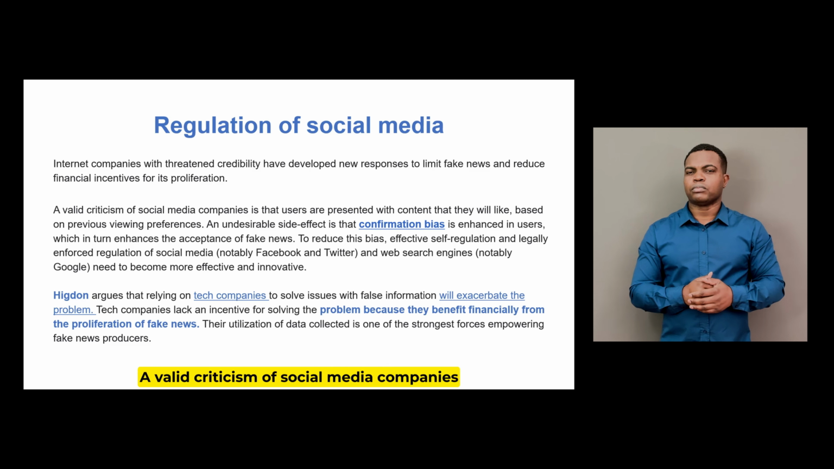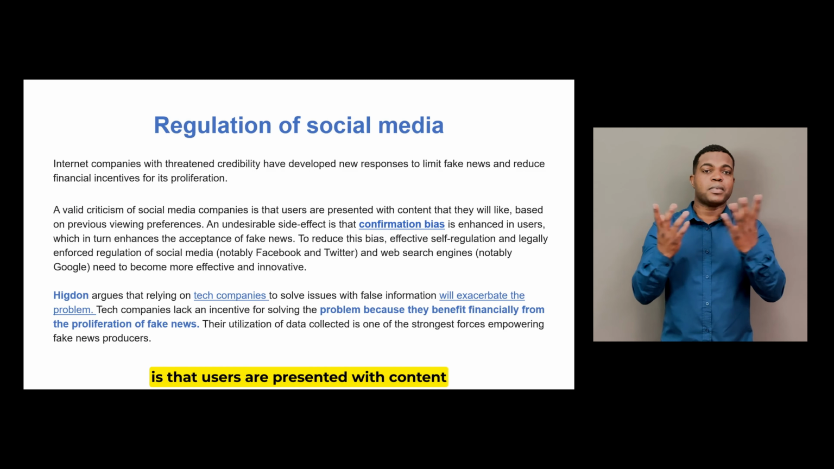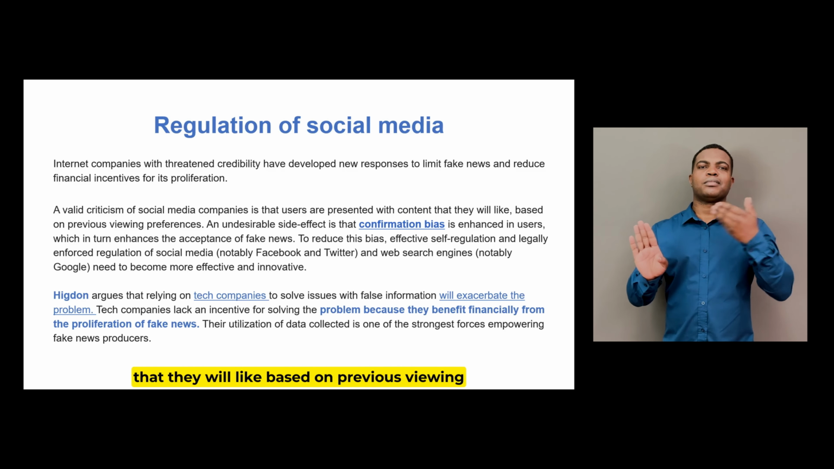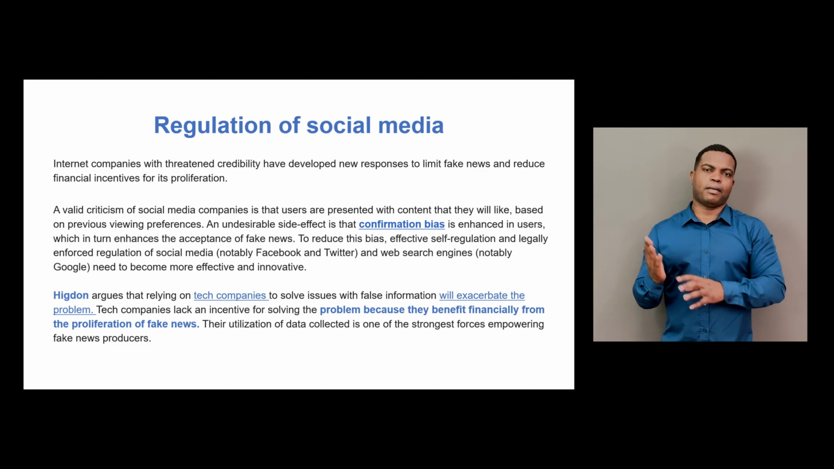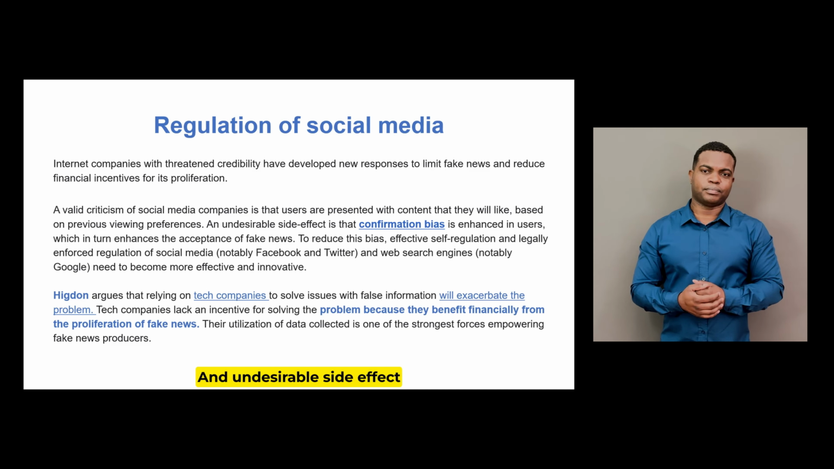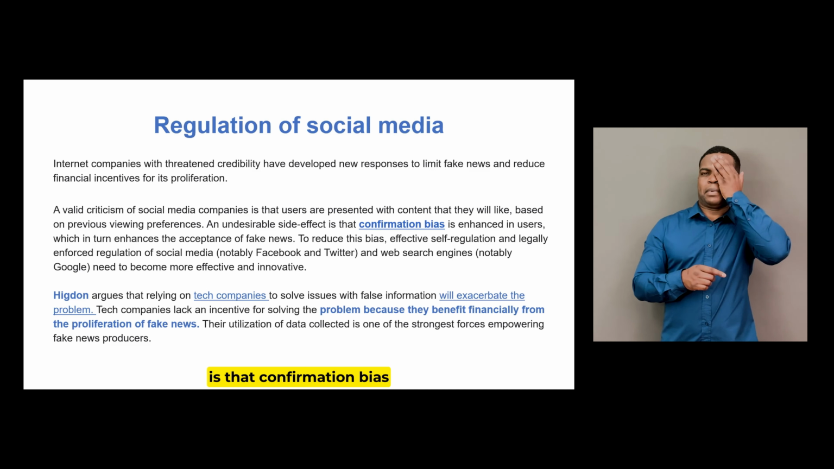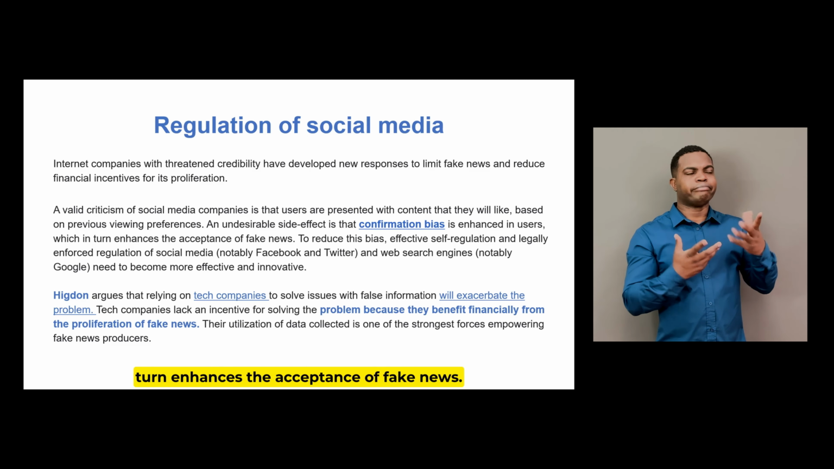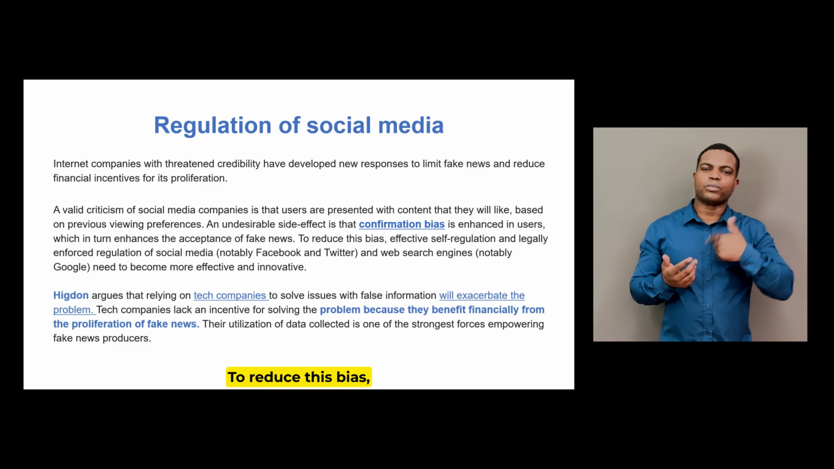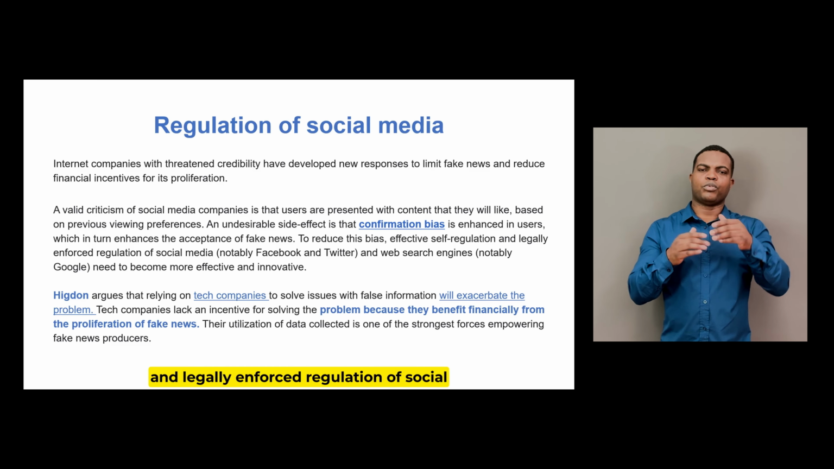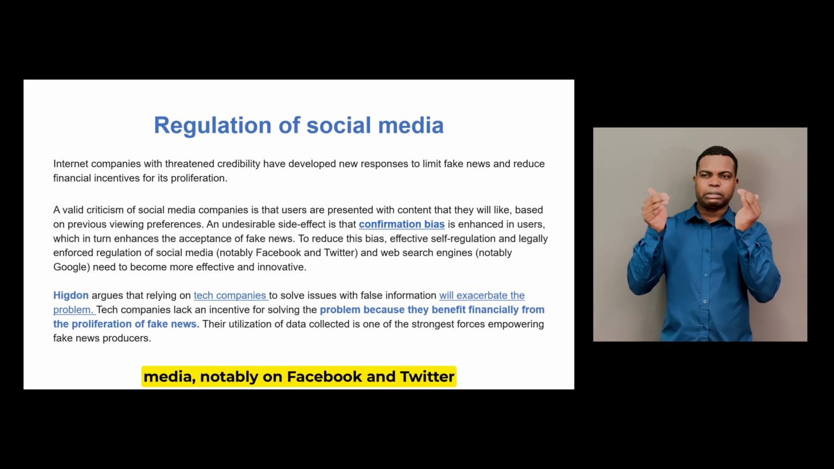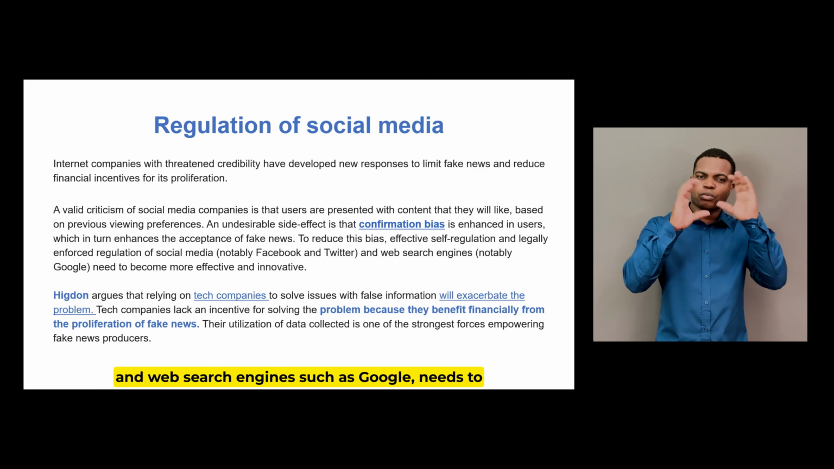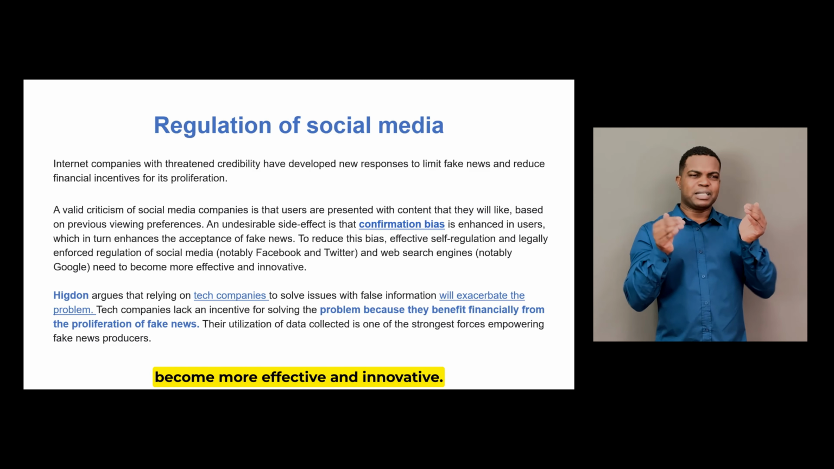A valid criticism of social media companies is that users are presented with content that they will like based on previous viewing preferences. An undesirable side effect is that confirmation bias is enhanced in users, which in turn enhances the acceptance of fake news. To reduce this bias, effective self-regulation and legally enforced regulation of social media, notably on Facebook and Twitter, and web search engines such as Google, need to become more effective and innovative.